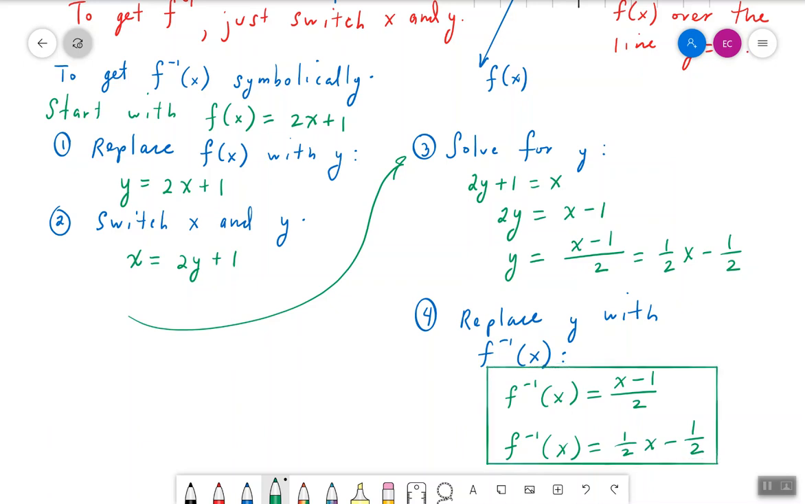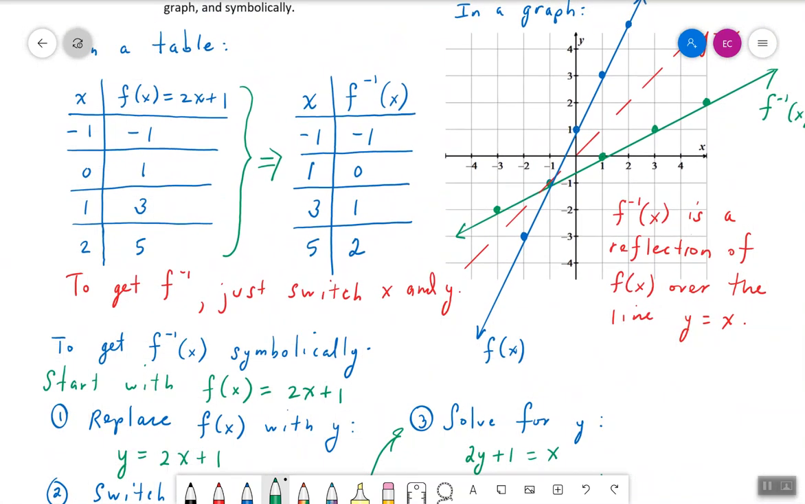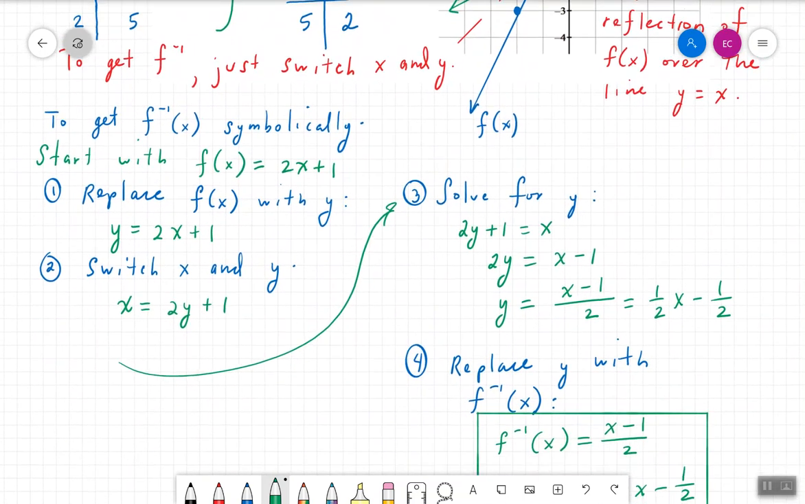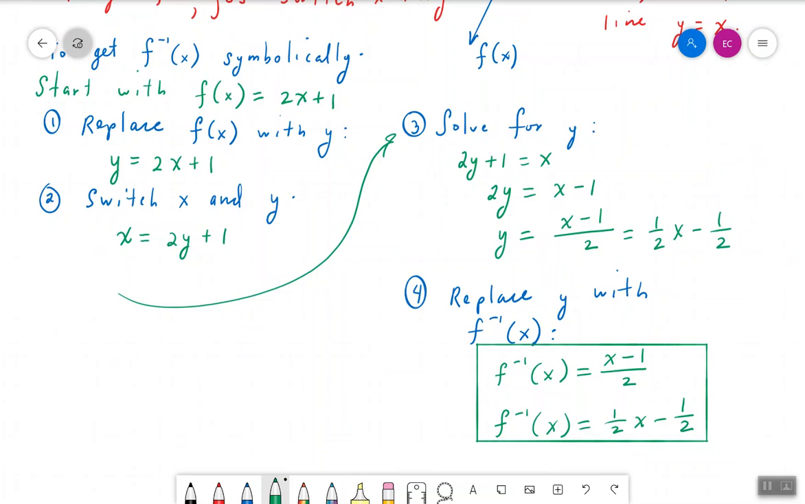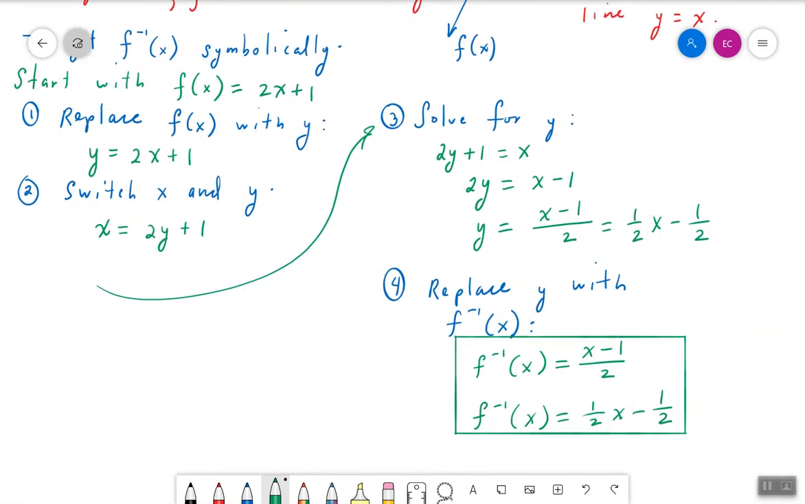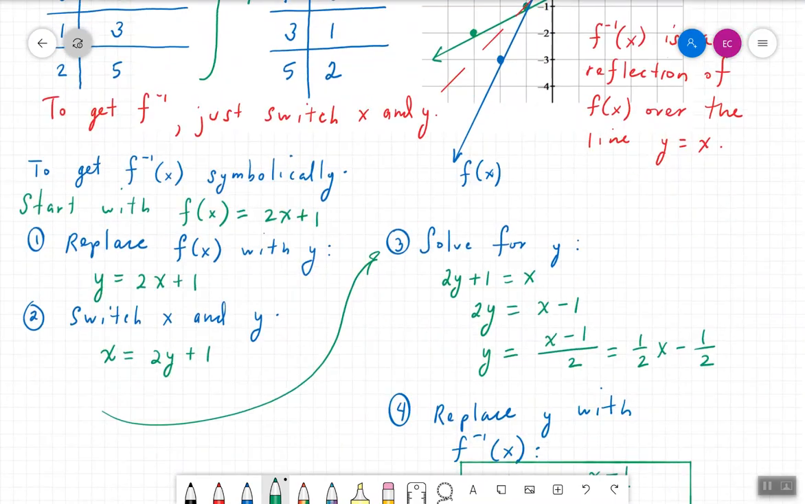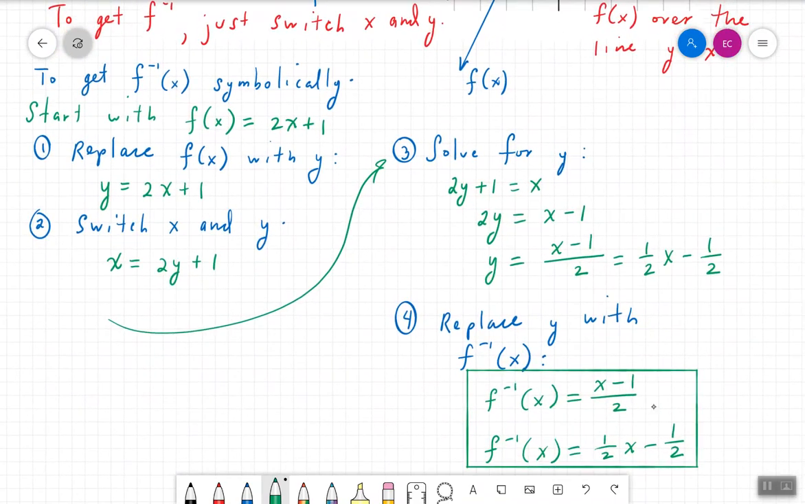And then the last thing I want to point out is that if we come back up to the table, you can check that this table is exactly the table you would get for this function. And if we come back up to the graph, this graph in green is exactly the graph of this formula. And so we have three different ways. We have a table, a graph, and a symbolic representation, a formula for the new inverse function.